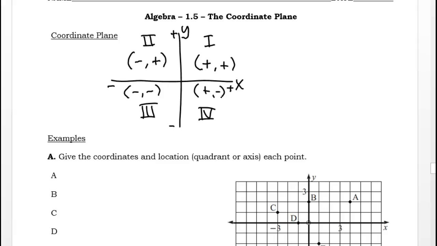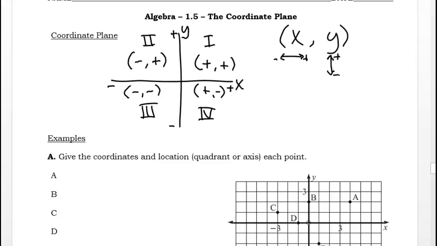So coordinates, or ordered pairs, are always of the form x, comma, y. Just like the x-axis goes side to side, that x-coordinate tells you which way to go, left or right. Positives to the right and negatives to the left. Whatever number is in the second spot of that ordered pair tells you how far to go up or down. And just like the axis, positives up, negatives down.